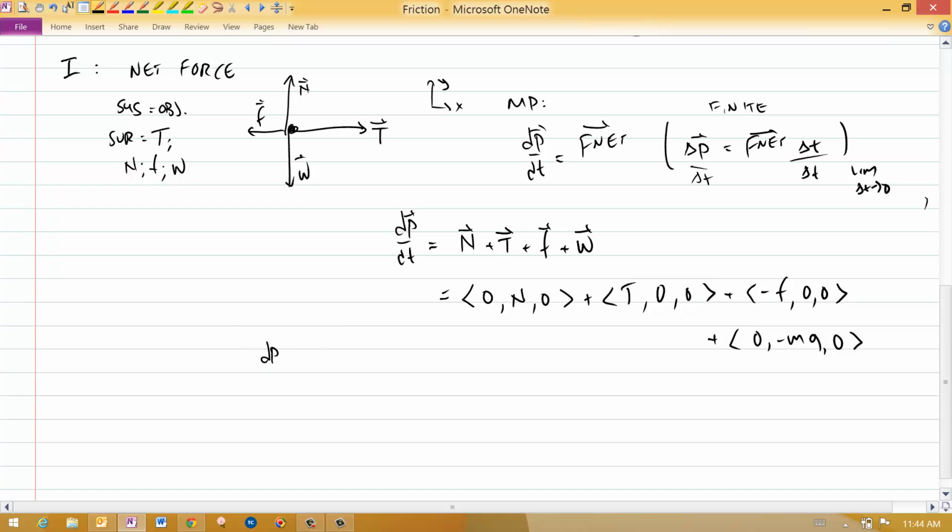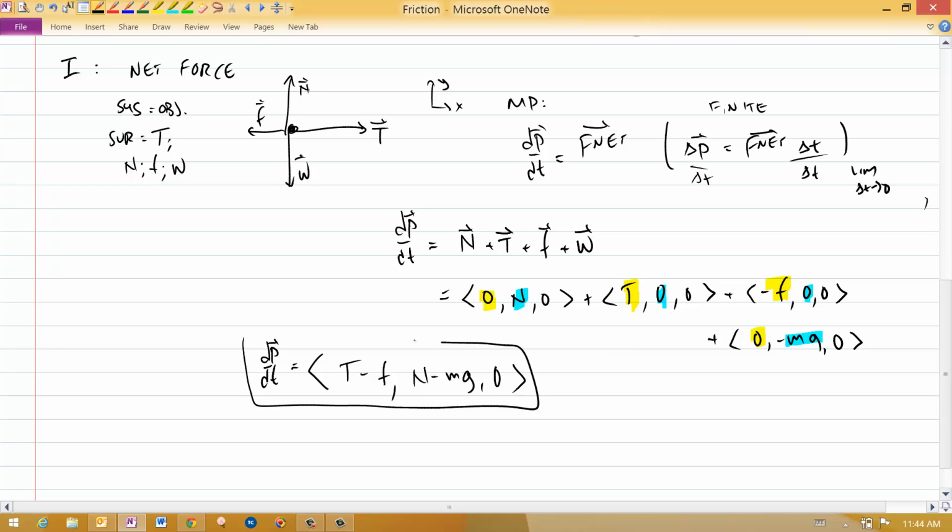We have dp/dt is a vector with x and y components. I take the x components, that's 0, T minus f and 0. So that's T minus f. The y components, that's n, 0, 0 minus mg. So n minus mg and 0. So that I'm going to call equation number 1. But it's a vector equation. 0 accounts for 2 equations. I do not know f and n.